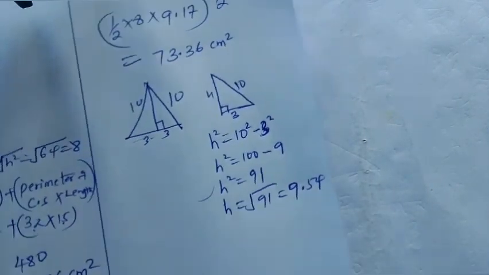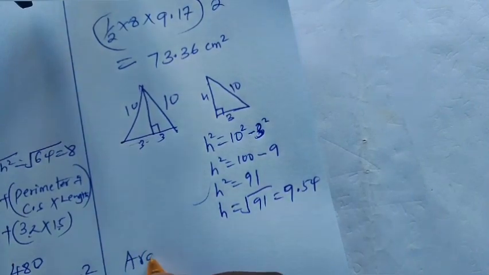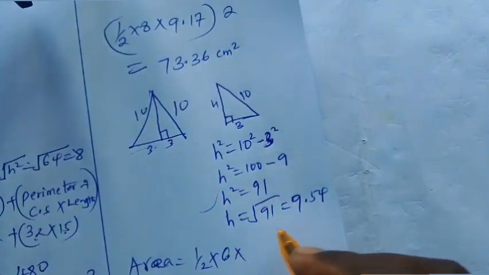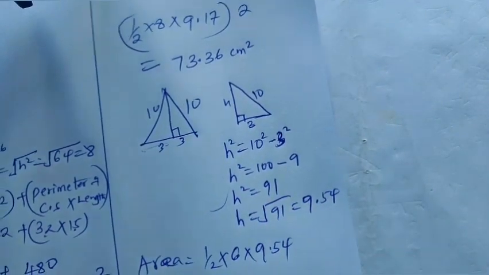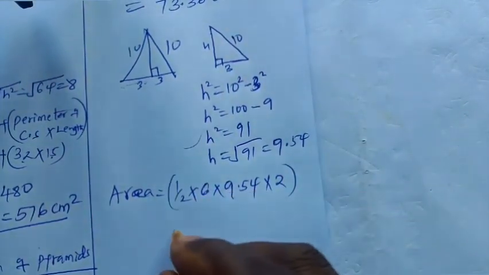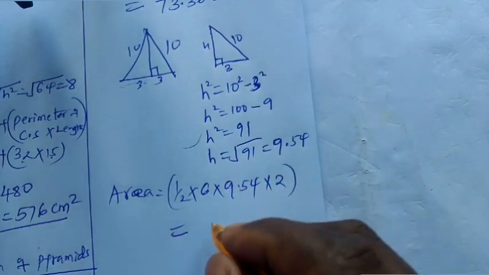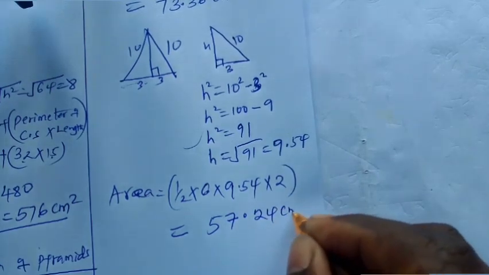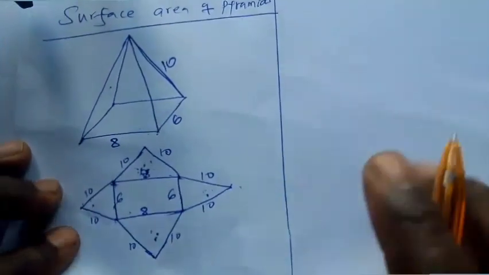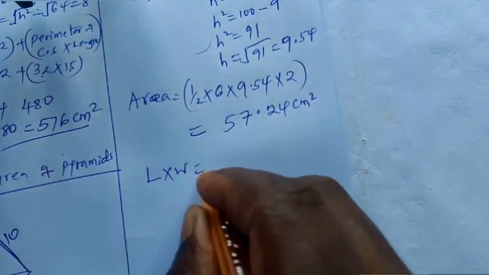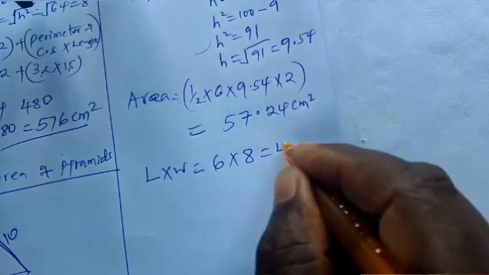So area of the triangle will be equal to a half times 6 times height, 9.54. Because there are 2, this and this, you multiply times 2. And that one will give us 57.24 centimeters square. Now we are remaining with the area of the rectangle. Rectangle area is equal to length times width. That is 6 times 8. That gives us 48 centimeters square.